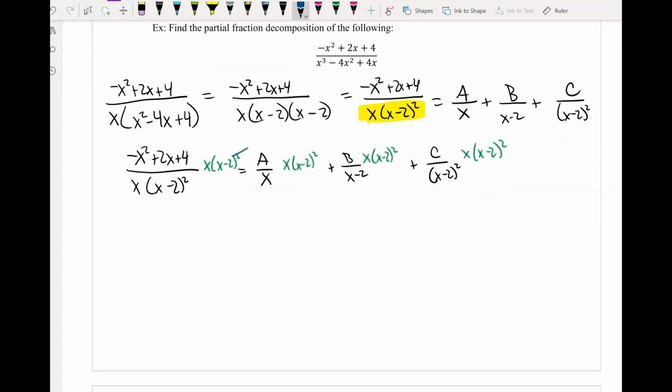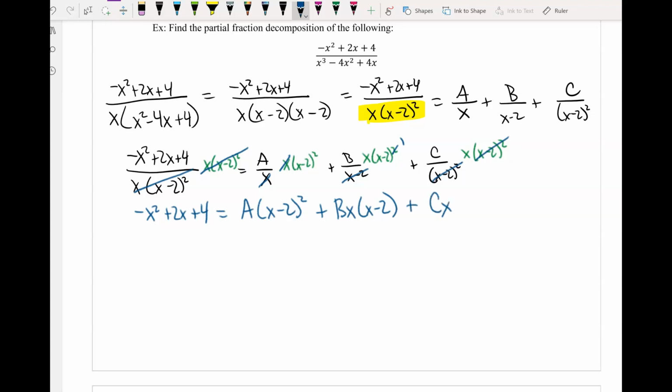So you can see here, both these guys cancel out. So you're left with negative x squared plus 2x plus 4. Here you see that an x cancels out. So you get a times x minus 2 squared. Here, you have to be very careful. One x minus 2 cancels out one of the x minus 2's, but you still got one left. So you're left with bx times x minus 2. Just one x minus 2 left. Here, the x minus 2 squares cancel out both of the x minus 2 squares. So you're just left with cx. Okay.